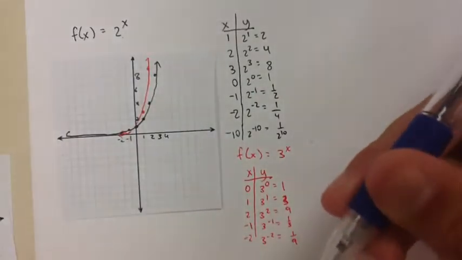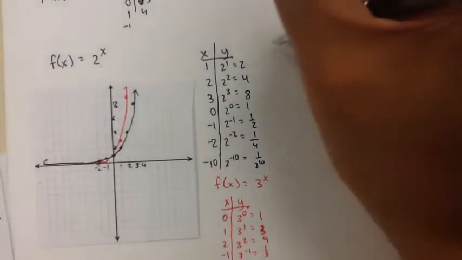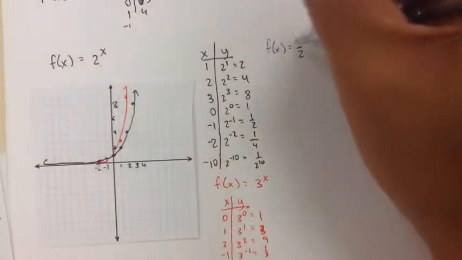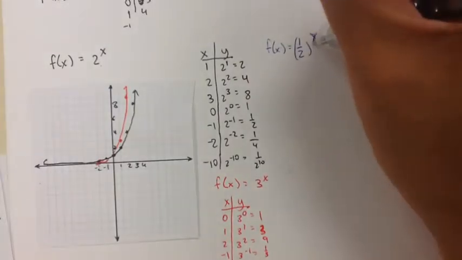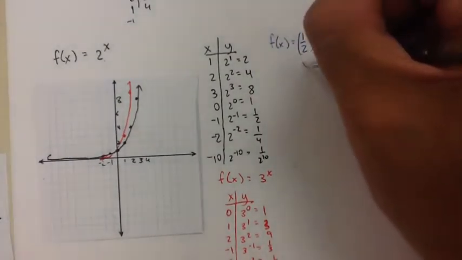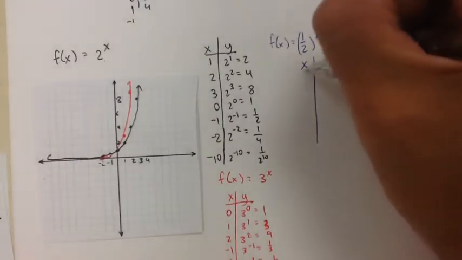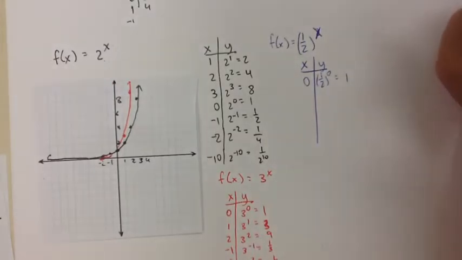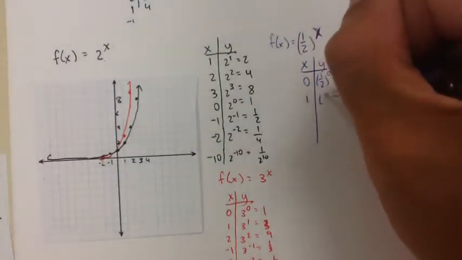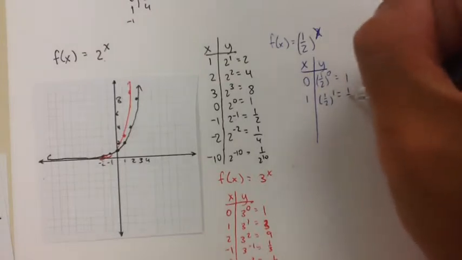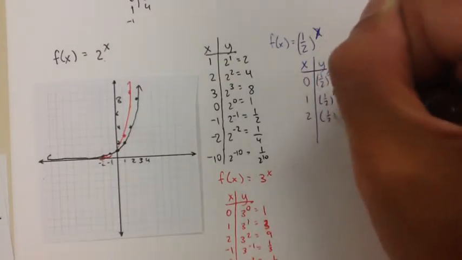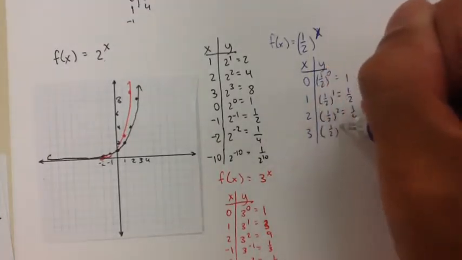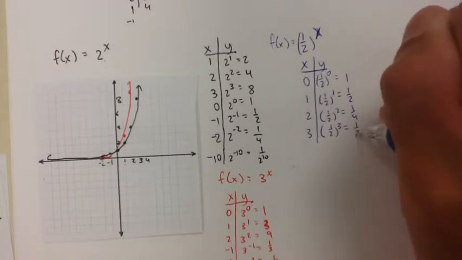Now let's take a look. If you had f of x is equal to now 1/2 to the x. What do you think might happen here? So here's x and y. Well, if x is 0, 1/2 to the 0 power, that's always just 1. Anything to a 0 power is 1. If I put in 1, that's equal to 1/2. If I square it, 1/2 times 1/2 is 1/4. If I cube it, 1/2 times 1/2 times 1/2 is 1/8.